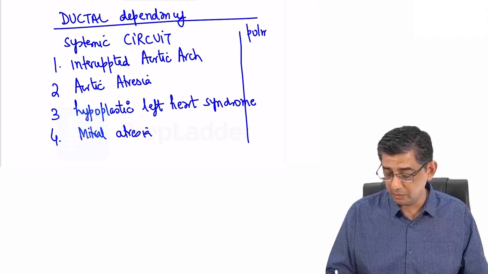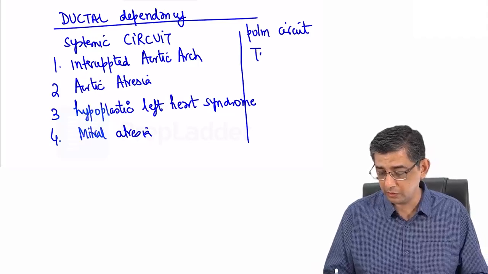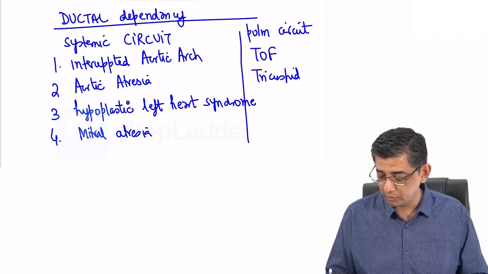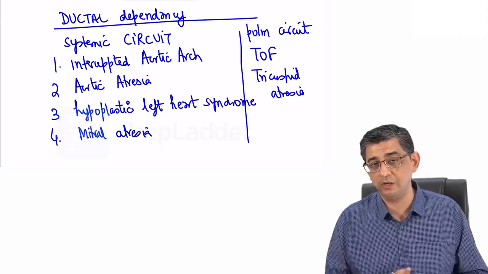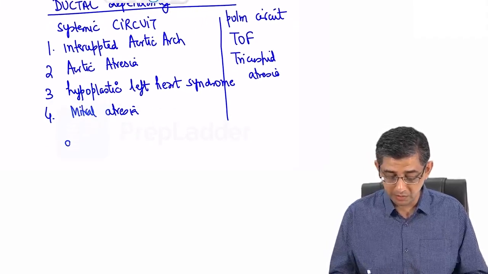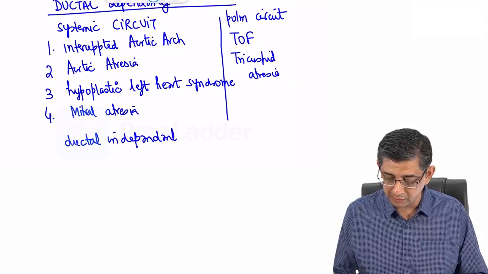In contrast, ductal dependency for pulmonary circuit was discussed with respect to tetralogy of Fallot and then tricuspid atresia. I hope you recall, in tricuspid atresia it was a single S1 and a single S2, whereas in tetralogy of Fallot it will always be a single S2 present. Now he will use English and he will say ductal independent lesions. So this is I would say just playing around with English by the examiner.